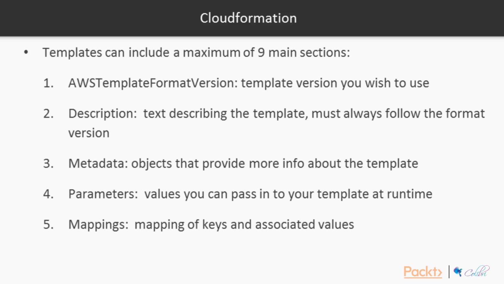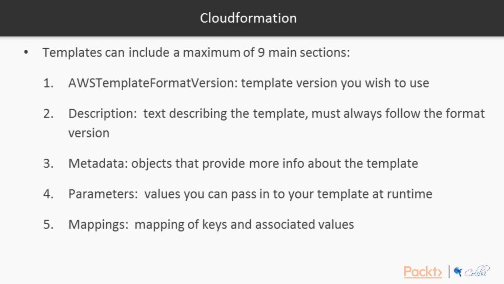The first one is AWSTemplateFormatVersion, which defines the template version that you wish to use. Description is a text describing the template, and if you specify an AWSTemplateFormatVersion, then you must specify a description that will follow the format version. Then there is the optional Metadata, that is, objects that provide more information about the template. You can also specify Parameters if you want to, that is, values you can pass into your template at runtime.